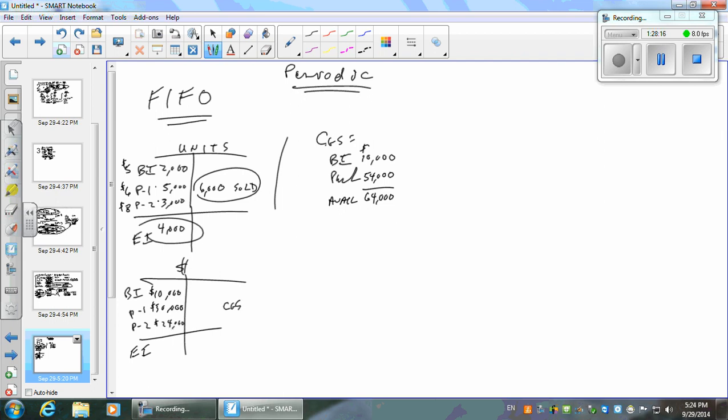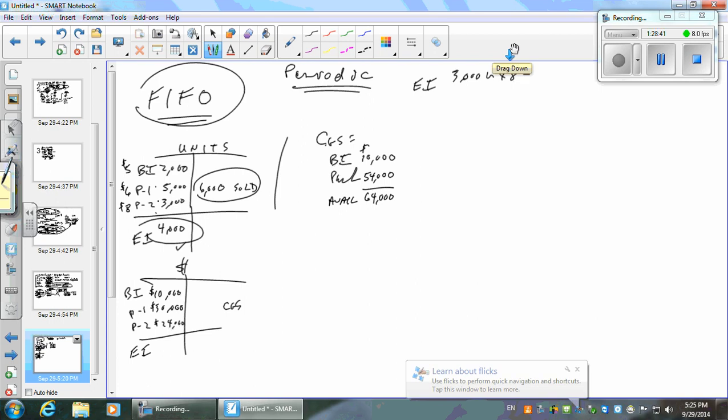All right. So, what will I do? FIFO, periodic. I have 4,000 left. Which ones? First in, first out, so I kept the last ones. So here are 3,000 at $8. Do I still have those? Yes. 3,000 units at $8. This gets real easy if you work at it a while, guys. We already calculated it was 24,000, didn't we?